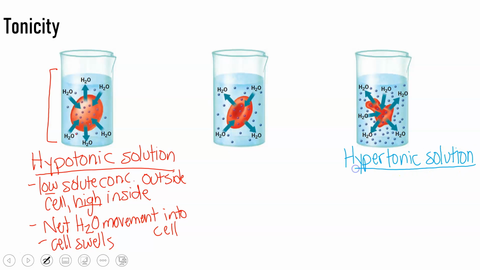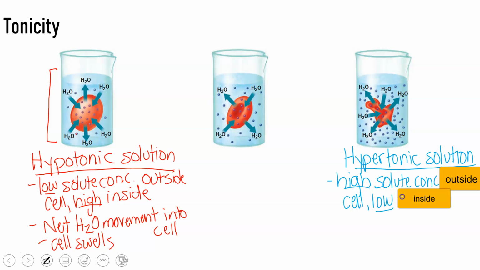Right. And if you'll notice in this hypertonic solution, the concentration of solutes is higher outside and lower inside. You'll notice that our net water movement is out of the cell. And as a result, the cell shrivels or shrinks.